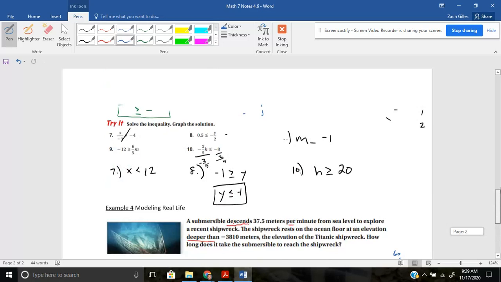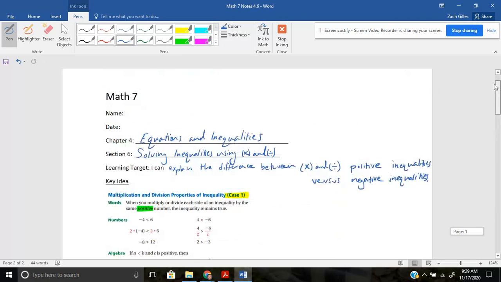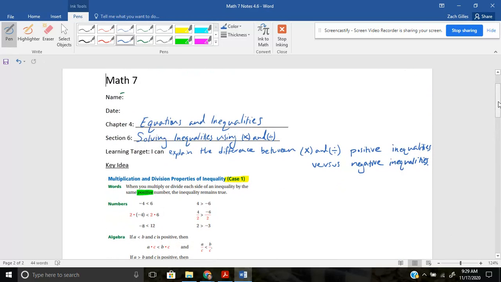Alrighty, that wraps up section 6 here. Again, the biggest idea that I need you to take away from this section of solving inequalities using multiplication and division is that when you multiply or divide by a positive number right away, so if you have a positive number in front of your variable, your inequality stays the same. But when that's a negative number in front of your variable, you need to switch that inequality.